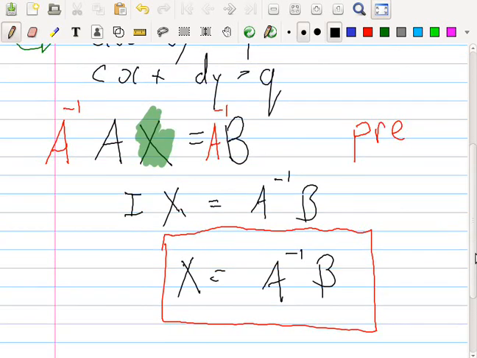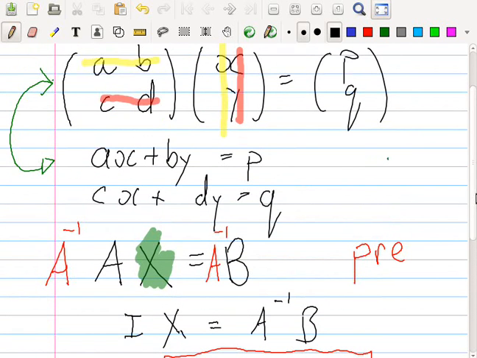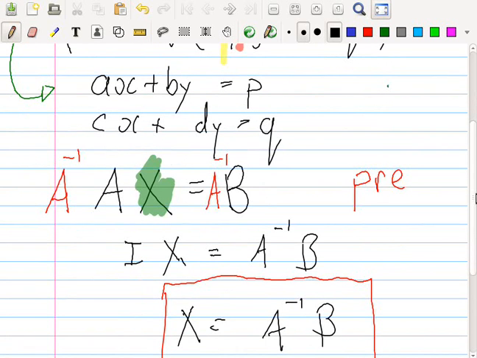Do you need me to scroll up? Yeah, to here maybe? I'll scroll down a little bit now. Okay.